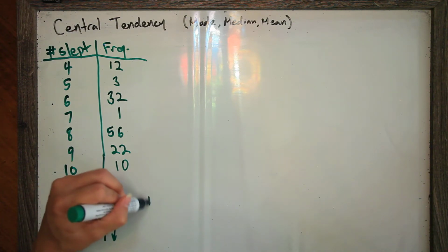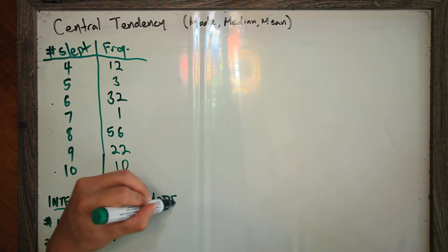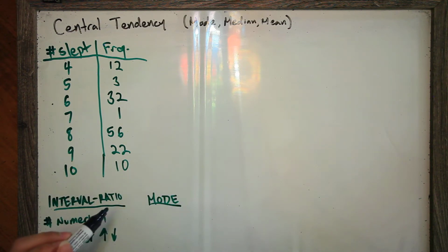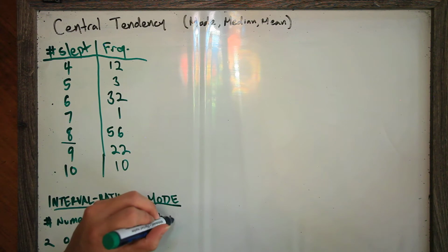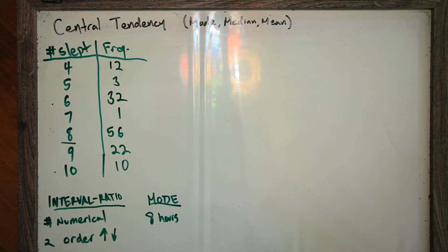The first is the mode. Finding the mode is easy. Which value occurs the most frequently? 8, right? 56 is the highest frequency, so our mode is 8 hours of sleep.